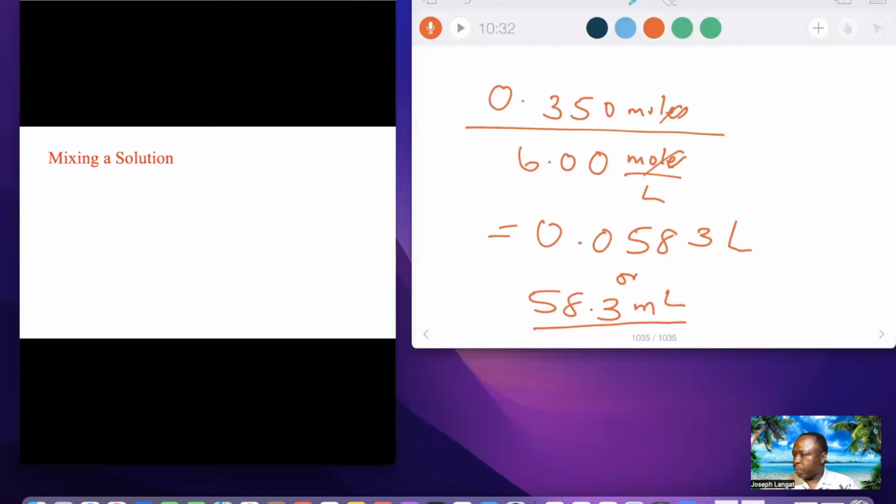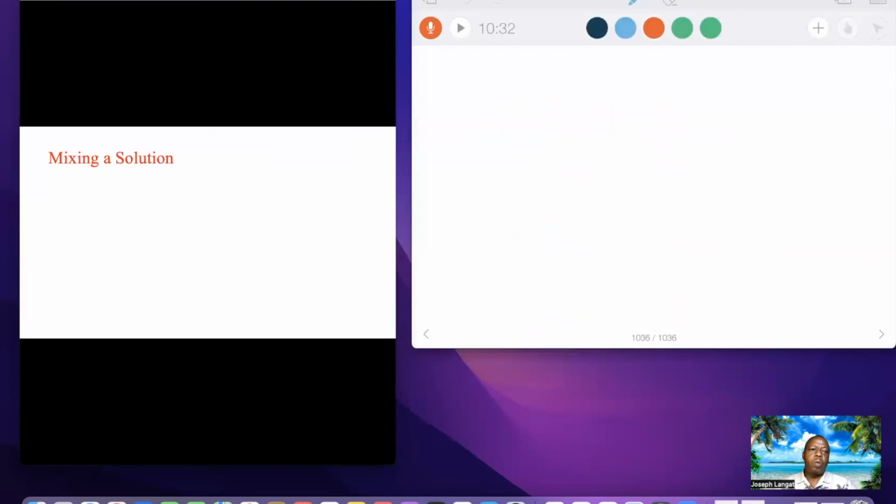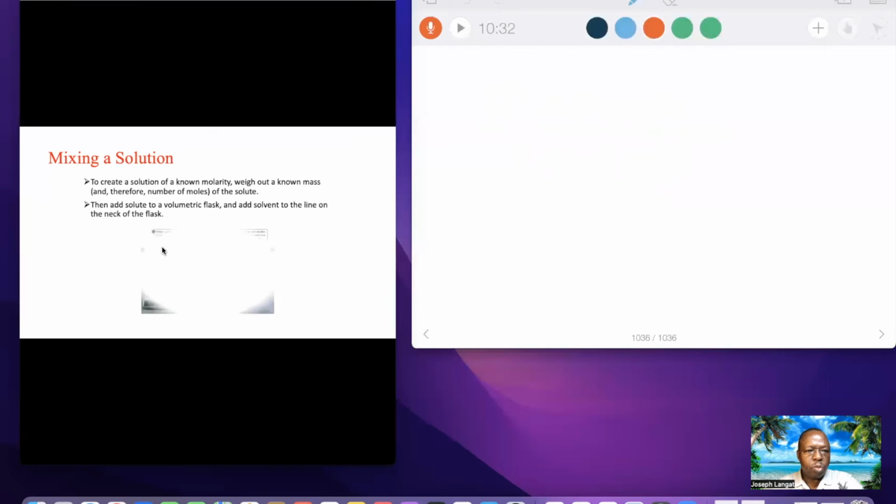Let's look at another equation or another law used in determining the molarity of a solution. This has to do with preparing a solution using the volumetric flask. To create a solution of known molarity, you weigh out a mass. If you are asked to prepare a solution of sodium hydroxide, you will have to mass it out and then put it in the flask. There is a demonstration in the text.